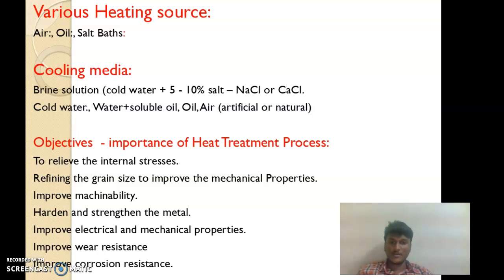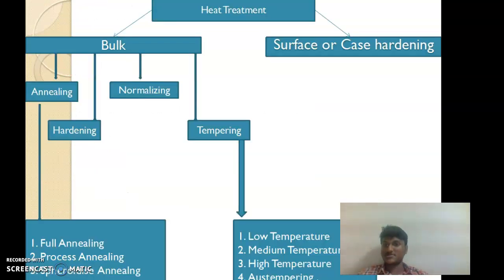And the objectives of the heat treatment process are to relieve the internal stresses, refine the grain size to improve the mechanical properties, improve machinability, harden and strengthen the metal, improve electrical and mechanical properties, improve wear resistance, and improve corrosion resistance.